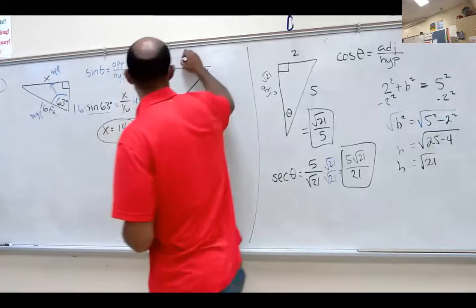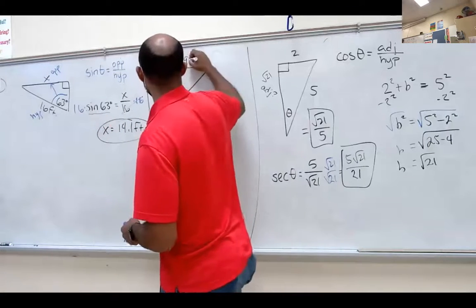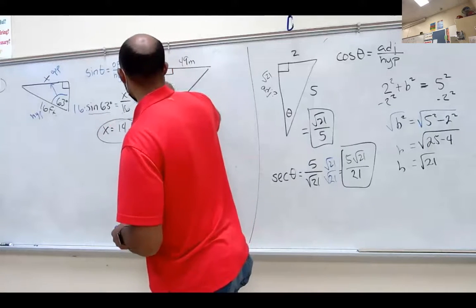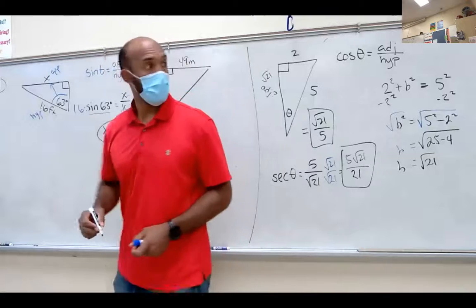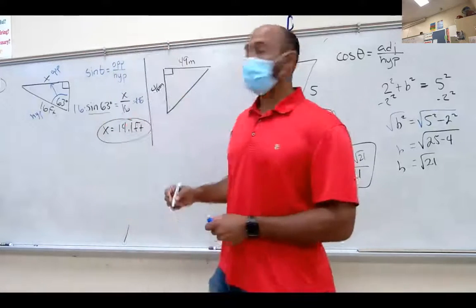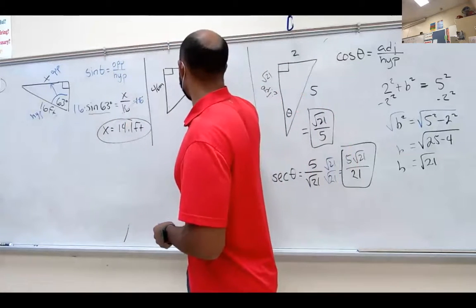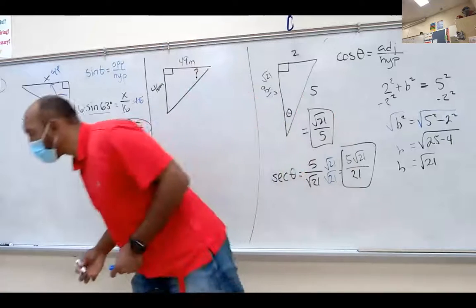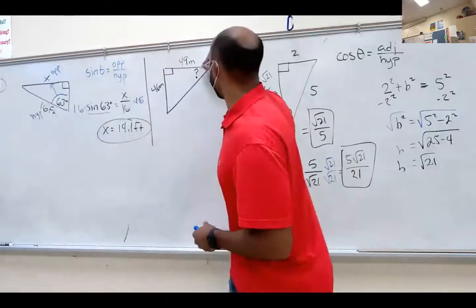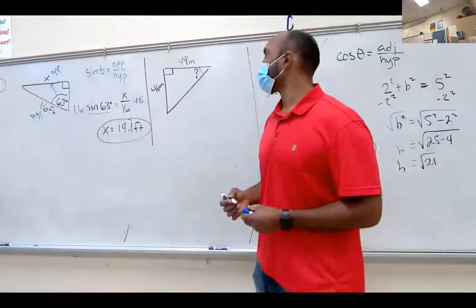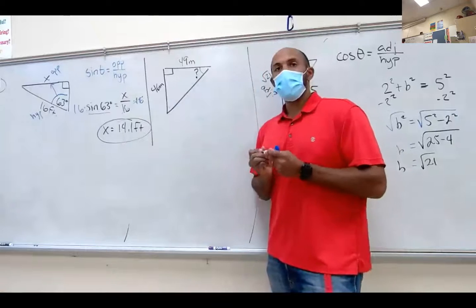So this side is going to be 49, let's say meters. This one's 46 meters. I'm sure everybody can see that. Okay, and then we're looking for that angle right there. Let's put a little arc there. All right, first thing we're going to do.